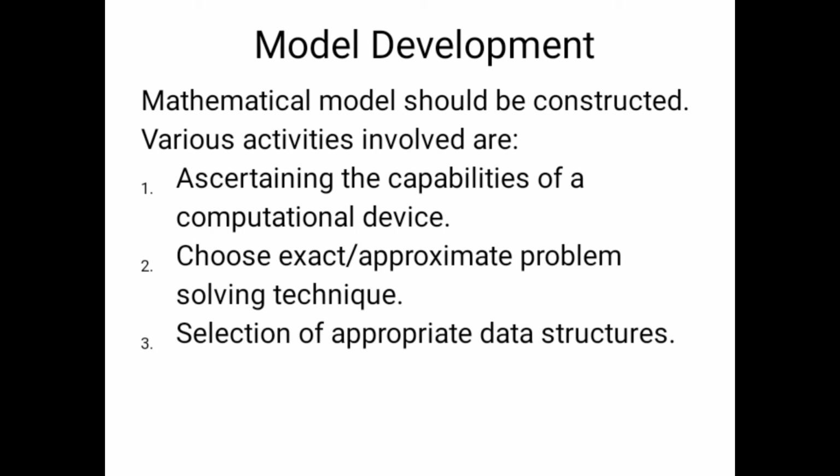Once we have selected the type of algorithm, that is sequential or parallel and exact or approximate, then we have to choose the proper data structures to represent the various data types for easy manipulation and to achieve the result. By a combination of algorithm and data structures, we can easily obtain a program.